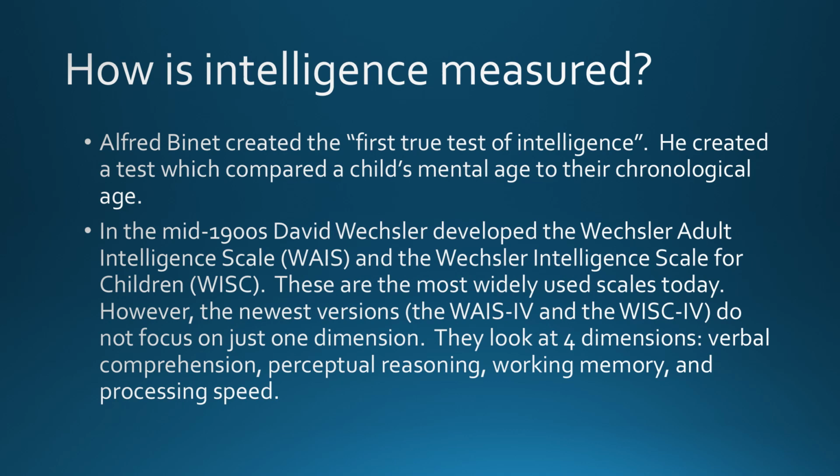In the mid-1900s, David Wechsler developed the Wechsler Adult Intelligence Scale and the Wechsler Intelligence Scale for Children. These are probably the most widely used scales today. However, they're a little bit different. The newest versions don't just focus on one dimension of intelligence. Similar to Gardner, they look at 4 different dimensions. They look at your verbal comprehension, your perceptual reasoning, your working memory, and your processing speed.